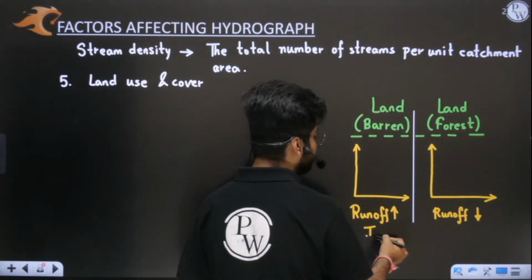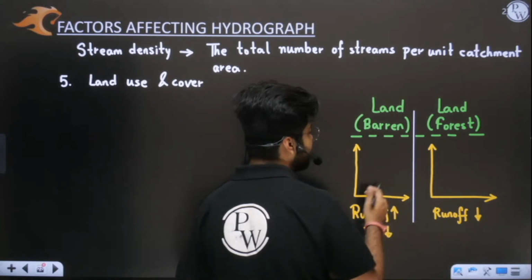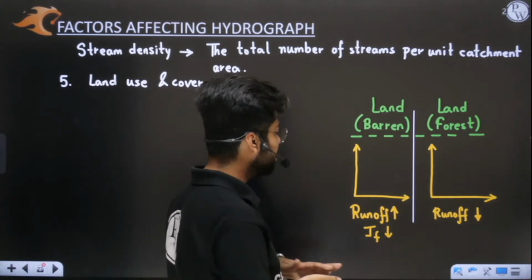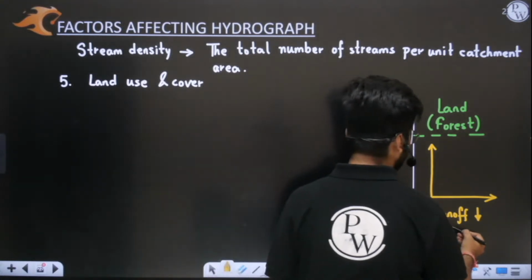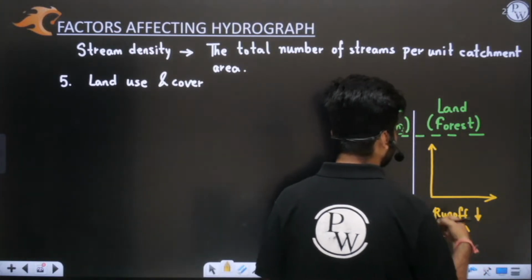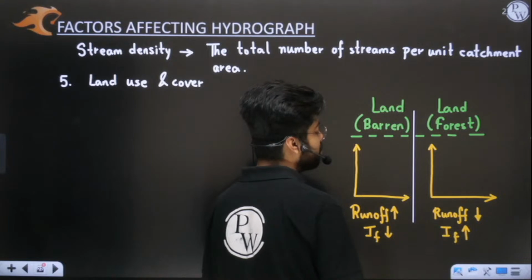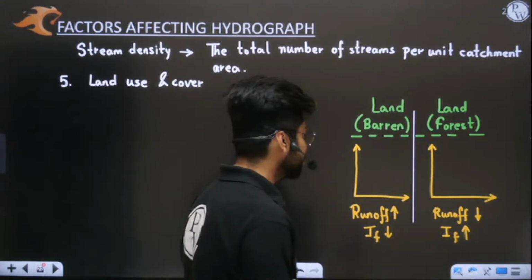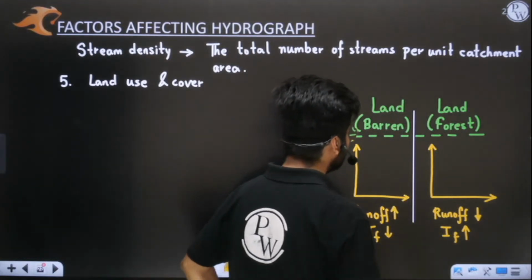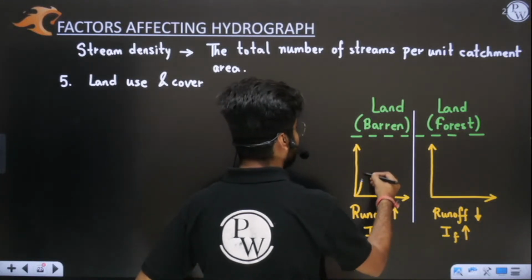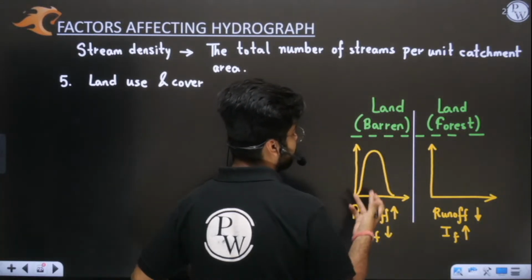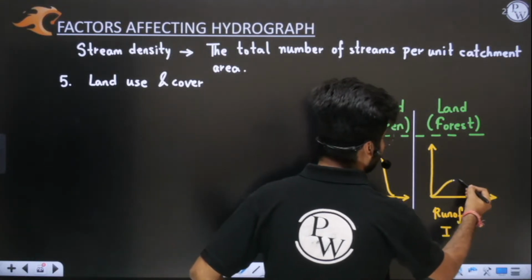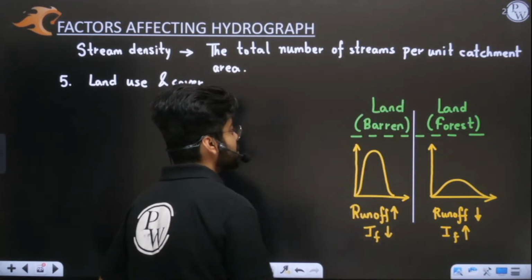And here, sir, infiltration will be less, because in barren area all the water flows away, and the water which has to go into the soil is less. And in forest area, because of afforestation, infiltration is more, and because of this infiltration, soil moisture and groundwater are recharged or replenished. Obviously when we have more runoff, it will rise quickly. My flood hydrograph shape will be steep. Yes or no? And in this one, it will be mild. This is the difference.